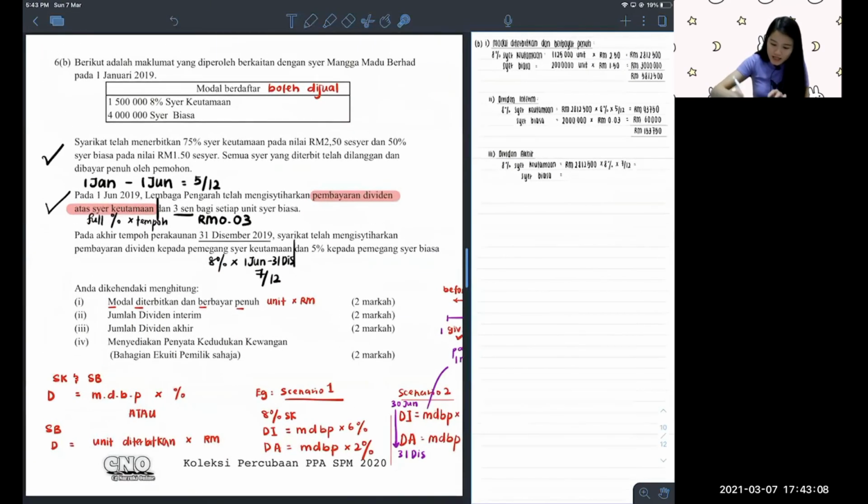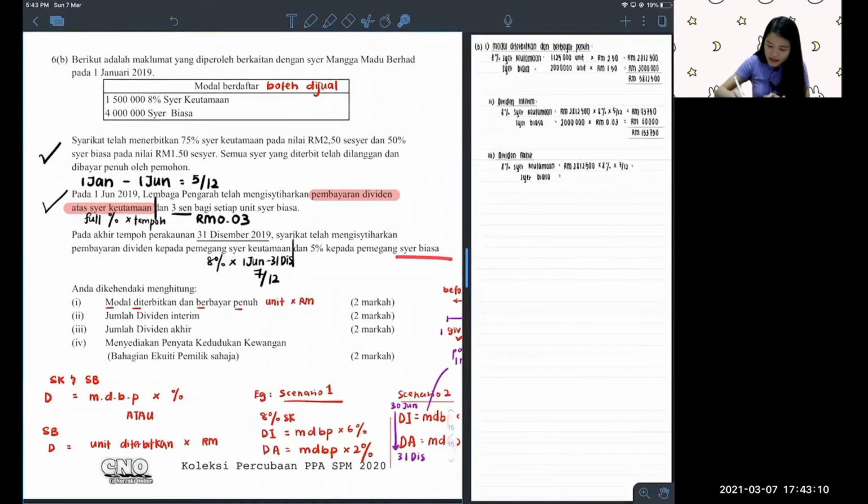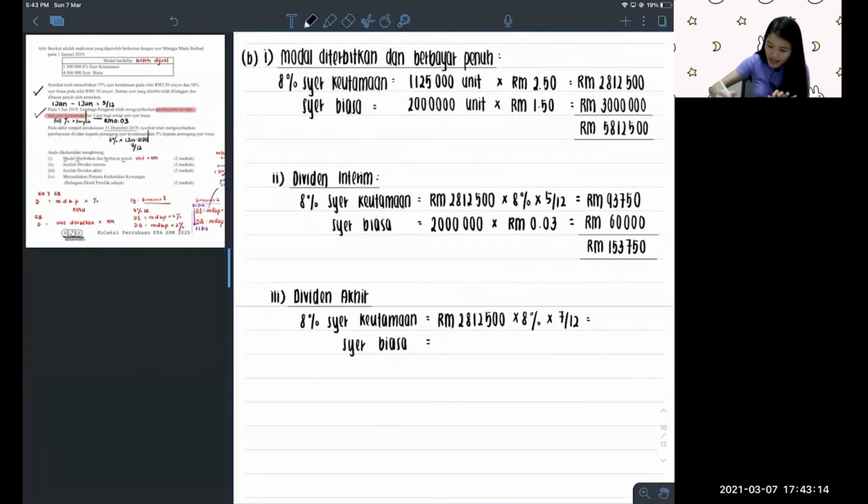You know why? Because the dividend akhir given to share biasa is 5%. So we will take modal diterbitkan, which is RM 3 million. RM 3 million multiplied by 5%. So share biasa no such thing as tempo. I say again, because we never promised them. If I want to give them 5%, just give them all 5%. There's no such thing as tempo for them.